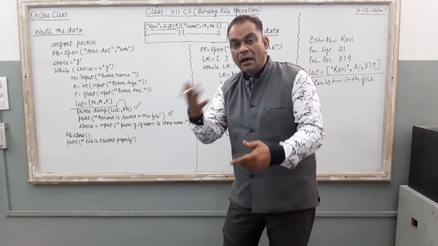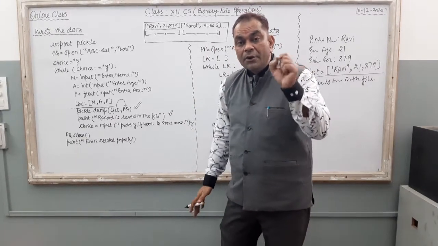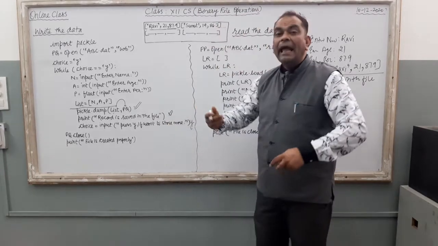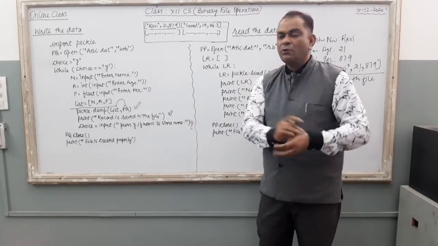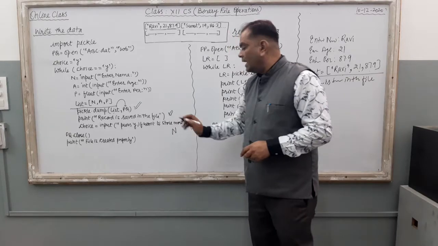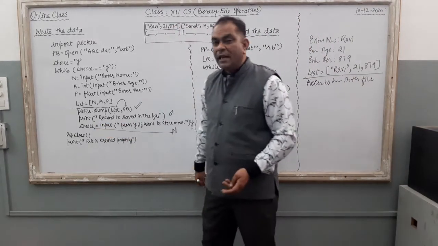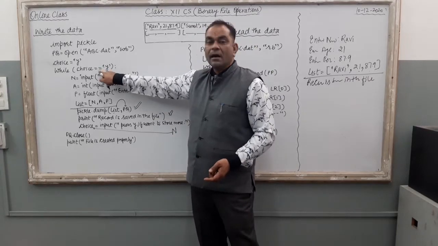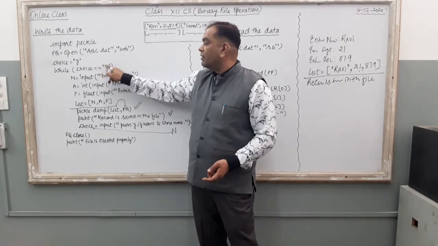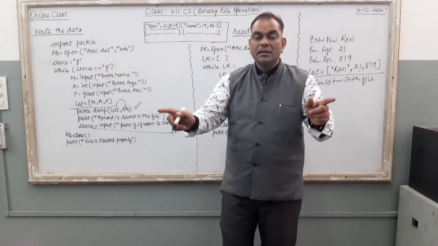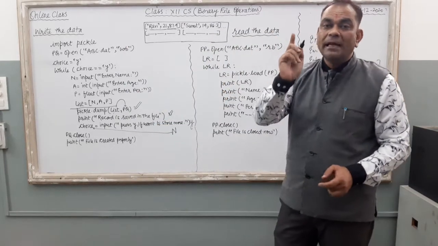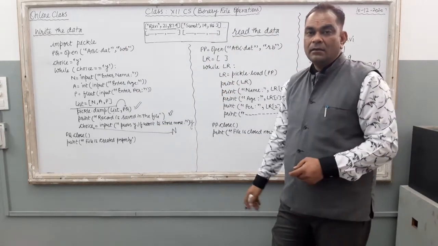Done. Then the third time, then the fourth time, when the user enters anything other than y, suppose this time they enter n, then what will happen? Now the n is stored inside the choice variable, and here the loop condition is false, choice equal to y. This condition becomes false, and then your loop is terminated in the middle, right?